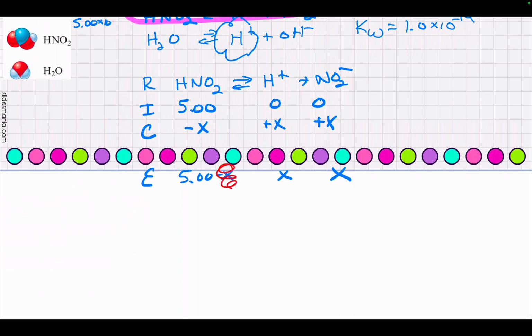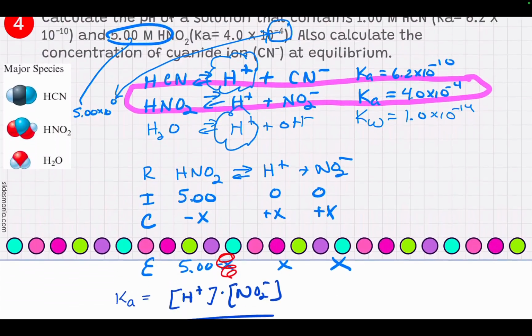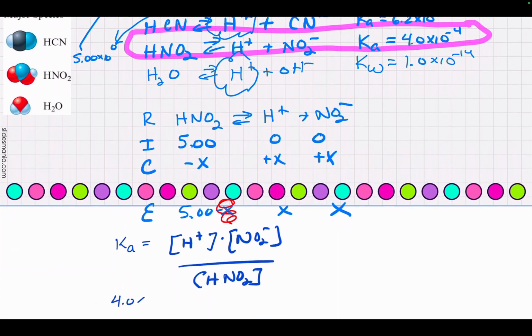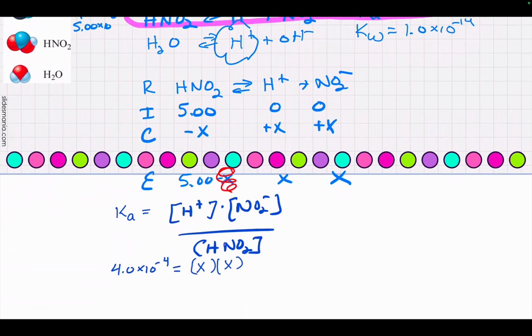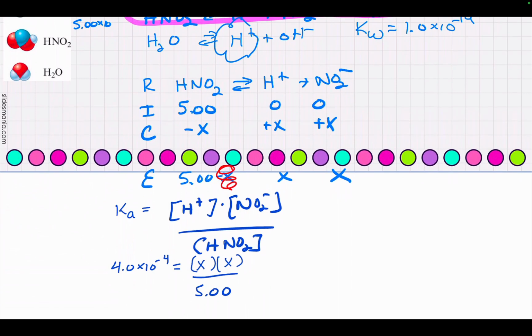So then I can sub into the Ka expression. And the Ka, remember, was given as 4.0 × 10^-4. This would be X and X, and then the concentration of the acid, again, we're making that X is small assumption because we're assuming that it's the same afterwards. So when I do this, I'm going to get X squared equals 4.0 × 10^-4 times 5.0. Then I just take the square root of both sides.